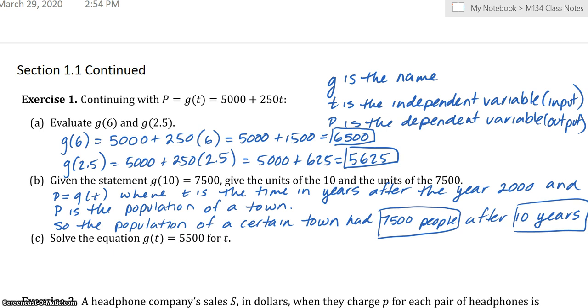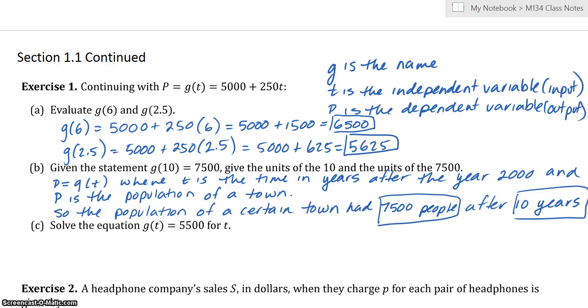Part C, solve the equation g of t equals 5,500. How would you do this? Well, I'm going to plug in 5,500 now for the output. This is now the output because it's g of t equals, so it looks like the p, isn't it? So this means that the p is 5,500. What is the t? So if I plug in 5,500 for the p here, I can get an equation that I can solve.